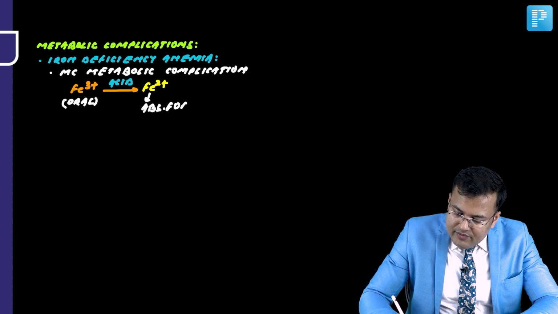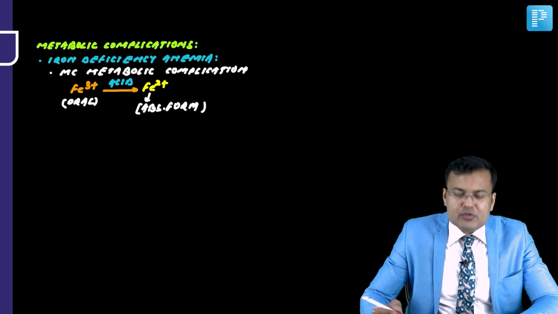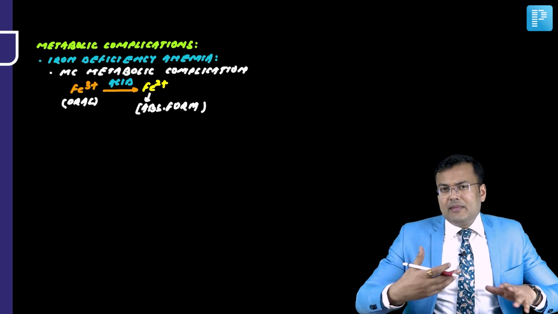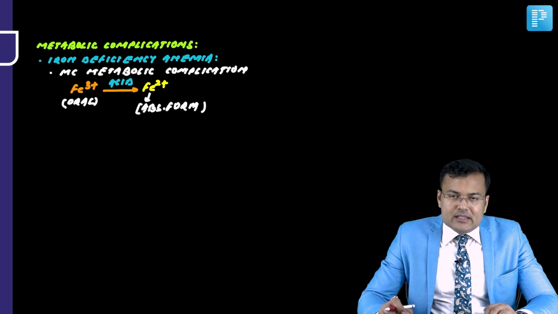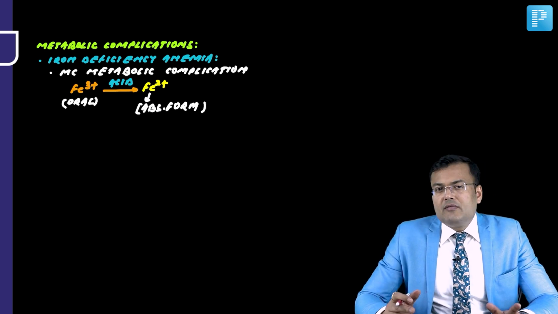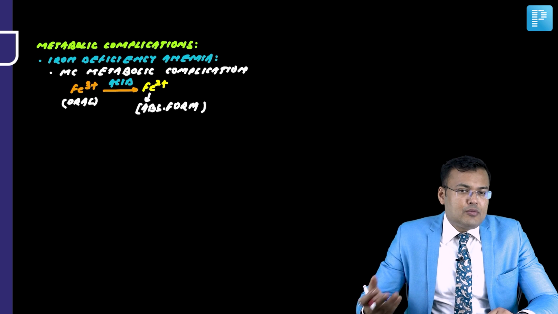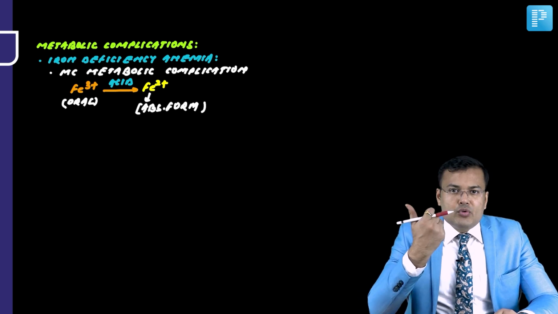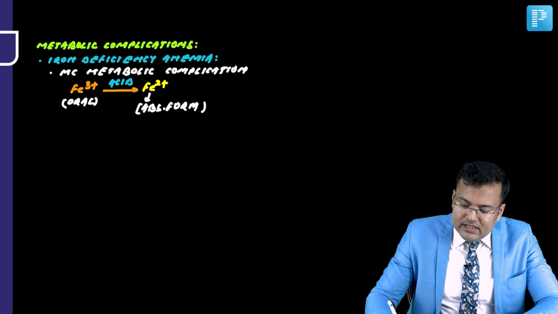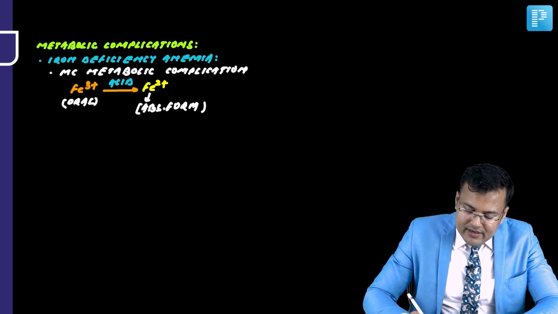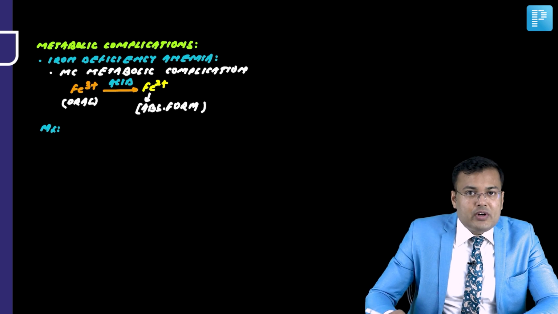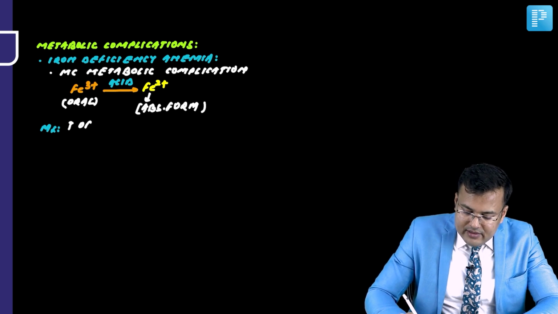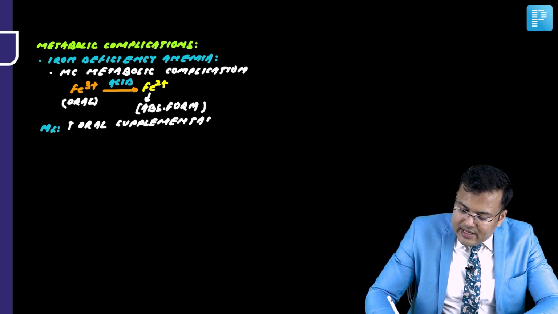If we perform gastrectomy, what happens? One of the functions of the stomach is to secrete acid. If there is lesser secretion of acid, there is lesser conversion of Fe3+ into Fe2+, so patients are going to develop iron deficiency anemia. How to manage? It's easy. We have to give increased oral supplementation. Clear?